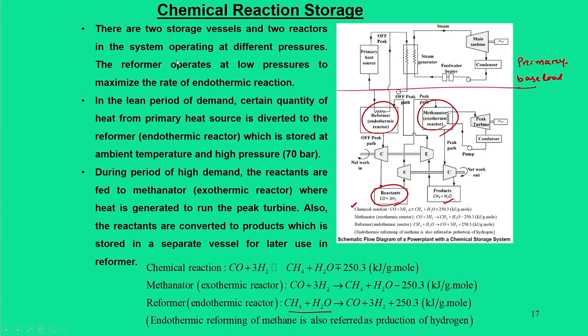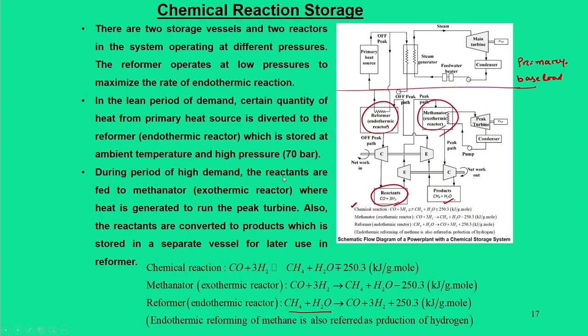Now, how does it operate? Of course, both the reactors have to be operated at different pressures, because the charging and discharging conditions are different. Normally, the reformer operates at low pressure to maximize the rate of endothermic reactions. In the lean period, a certain quantity of heat from the primary heat source is diverted to this endothermic reactor, which is stored at ambient pressure and high pressure of 70 bar.